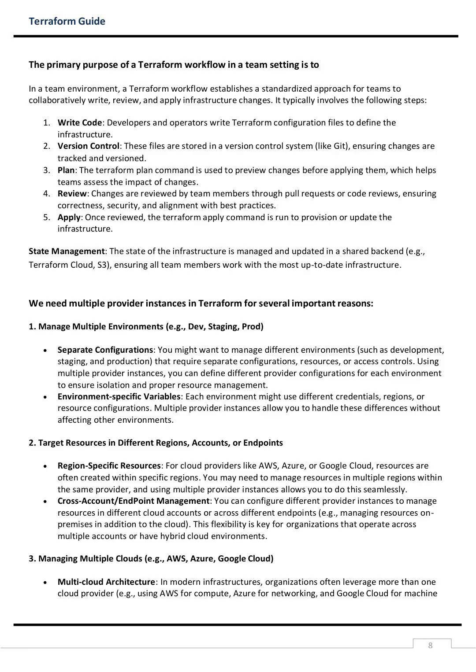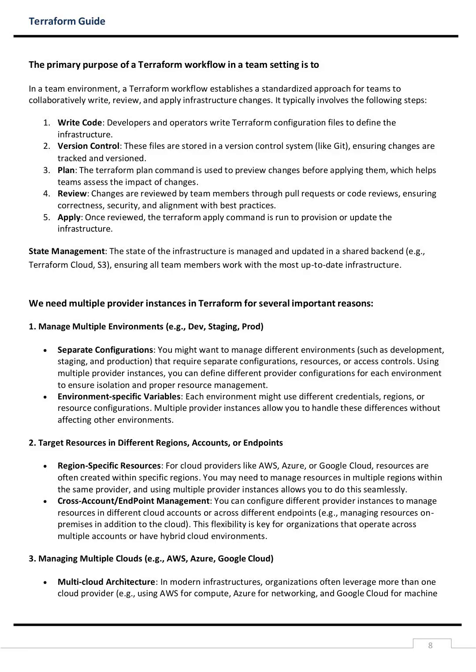Changes are reviewed by team members through pull requests or code reviews, ensuring correctness, security, and alignment with best practices. 5. Apply. Once reviewed, the Terraform apply command is run to provision or update the infrastructure. State management. The state of the infrastructure is managed and updated in a shared backend, for example, Terraform Cloud. 3. Ensuring all team members work with the most up-to-date infrastructure.